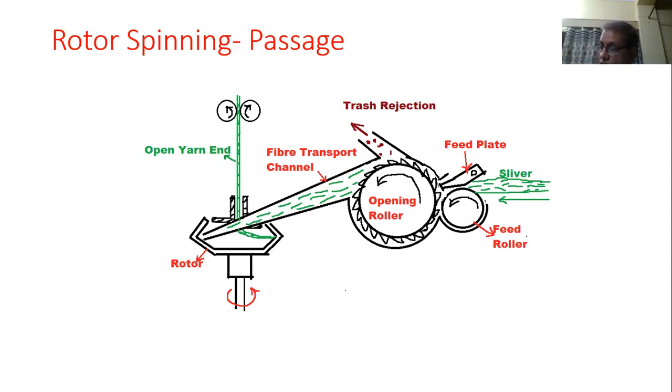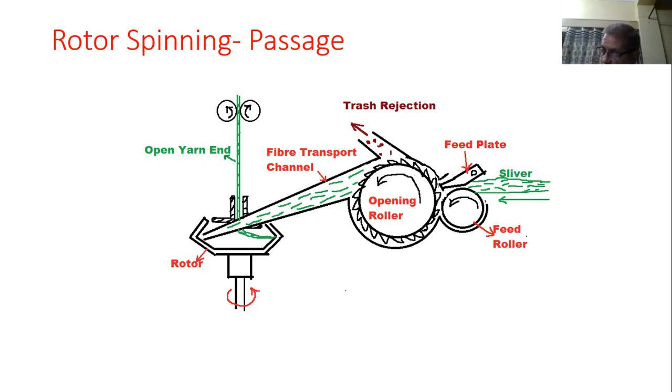Draft can be applied from 40 to 400, and generally rotor speed can be kept from 35,000 to 1,60,000. Opening roller speed is generally 6,000 to 10,000 rpm. Delivery speed can be from 250 meters per minute to 350 meters per minute. We can prepare a package of up to 6 kg weight.